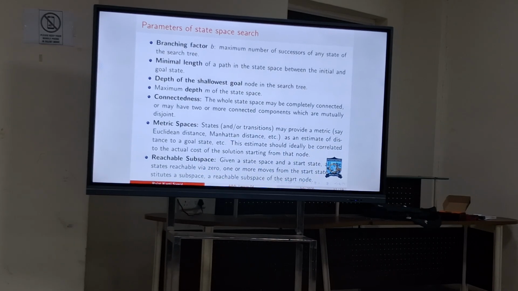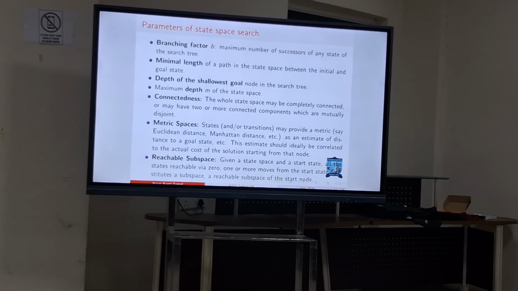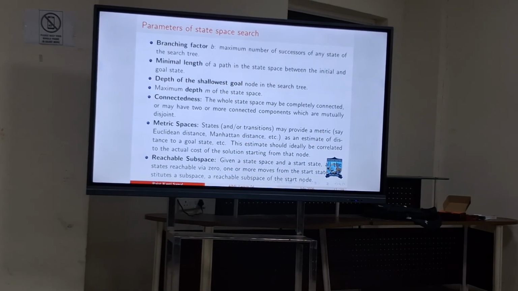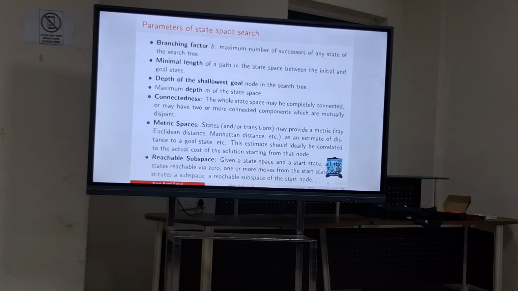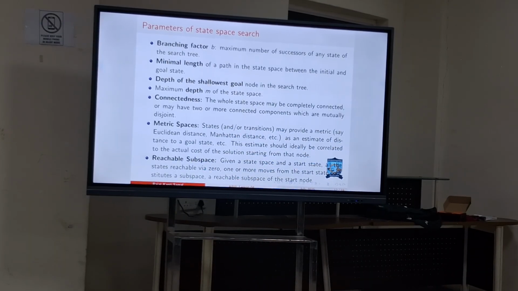Then depth of the shallowest goal, the depth of the shallowest goal node in the search tree. Maximum depth M of the state space. Sometimes you get frustrated, thinking how much more I have to study. So that is known as depth. And this depth has an end. I am telling you, after some time you will see that there is nowhere else you need to go. If you have reached a particular point, you need not go anywhere.